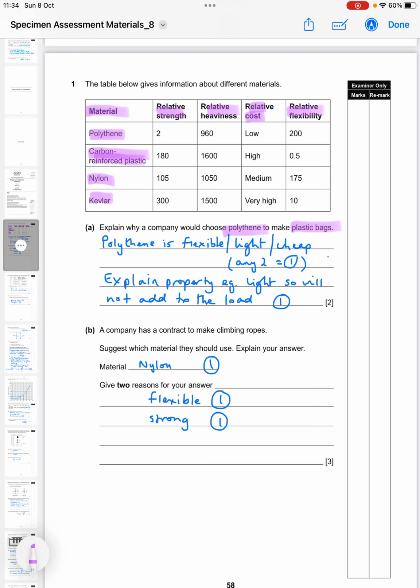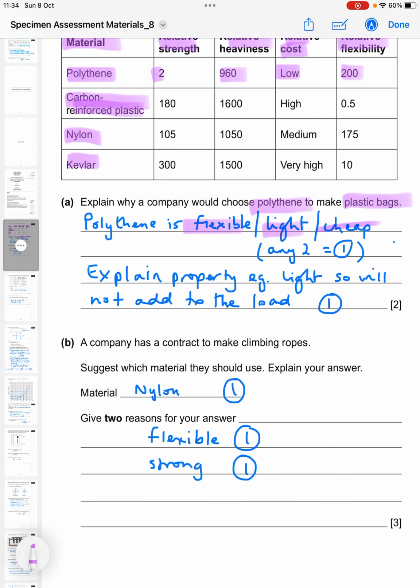So you think about what a plastic bag is used for. It needs to carry your groceries or whatever you're bringing back from a shop. So we're looking for its usefulness or its properties up here. So strength is 2, which is not very good compared to the others. Its heaviness is 960, so it's the lightest of the lot of them. It has low cost and it is really very flexible, most flexible of the lot of them. So you could have mentioned those 3 properties: it's flexible, it's light and it's cheap. Any 2 of those would have got you 1 mark. And then explain the property. So it's light, so it won't add to the load.